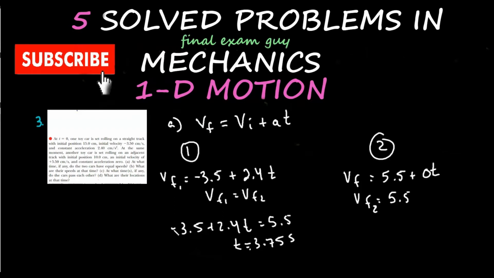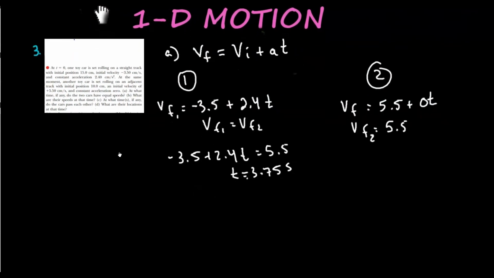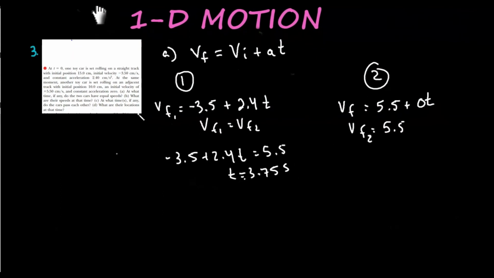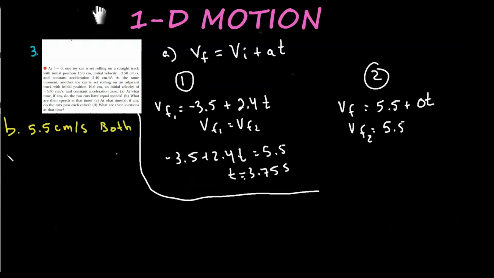Alright, let's move on to part B. Part B says, what are their speeds at that time? Well, it's obvious that their speeds are both still 5.5 centimeters per second at that time, both of them. That was simple, oddly. So part C: at what time, if any, do the cars pass each other?